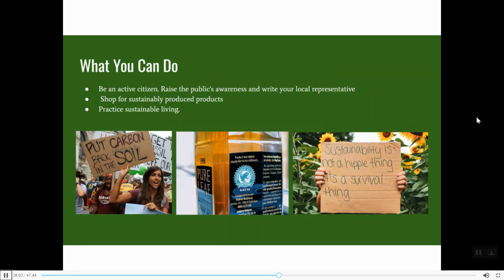Another thing you can do to help is examine consumer products to look for sustainably produced sources. Nonprofit groups such as the Forest Stewardship Council and the Rainforest Alliance certify products they consider sustainable, while the World Wildlife Fund has a palm oil scorecard for consumer brands. And the last thing that you can do that's super easy is practice sustainable living. Oftentimes it only takes a few small lifestyle changes to make a big difference.